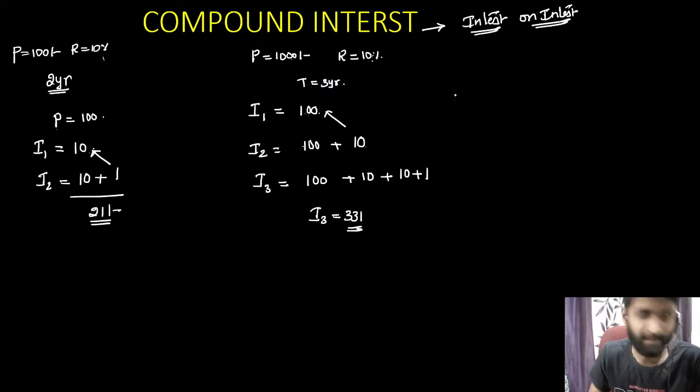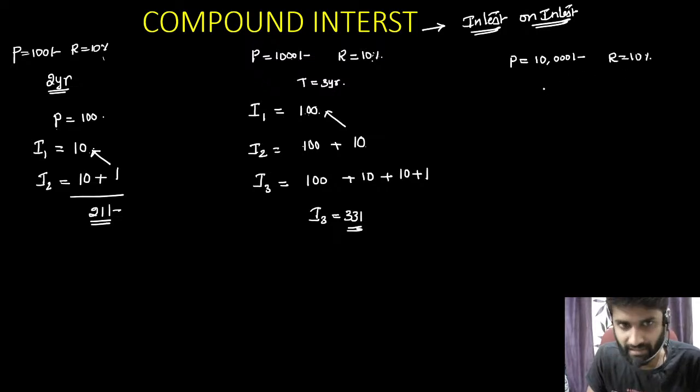This is the second part. For example, if P is equal to 10,000, rate of interest is equal to 10%, but time period is equal to 4 years.